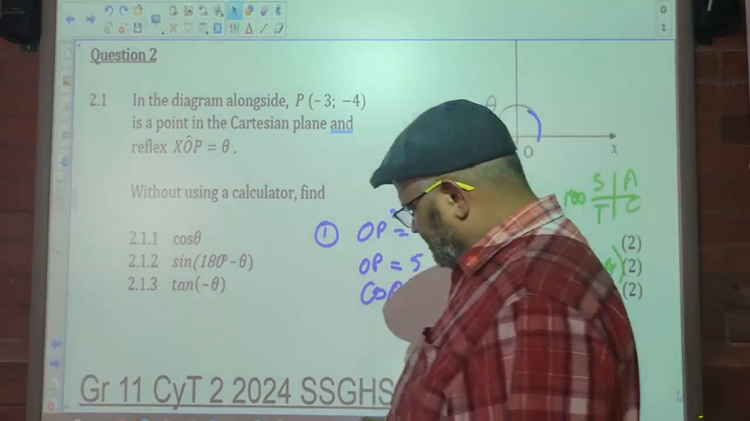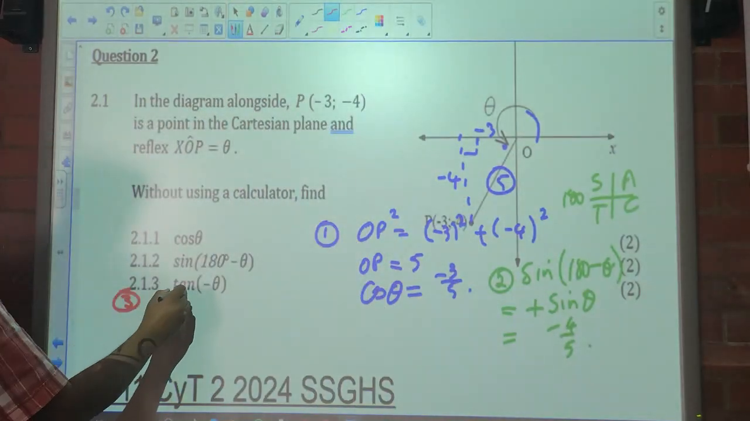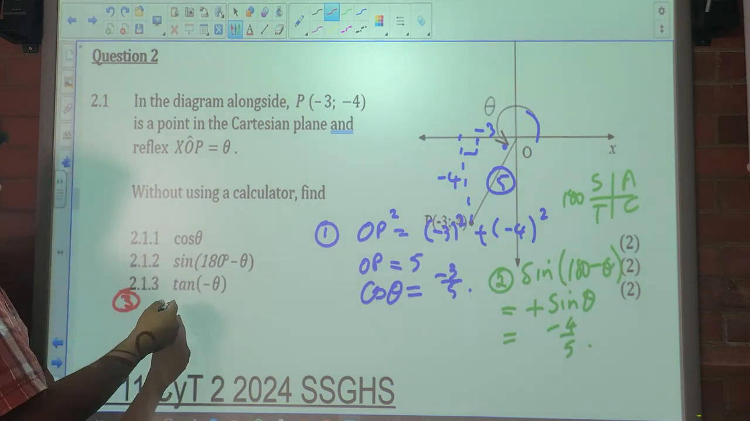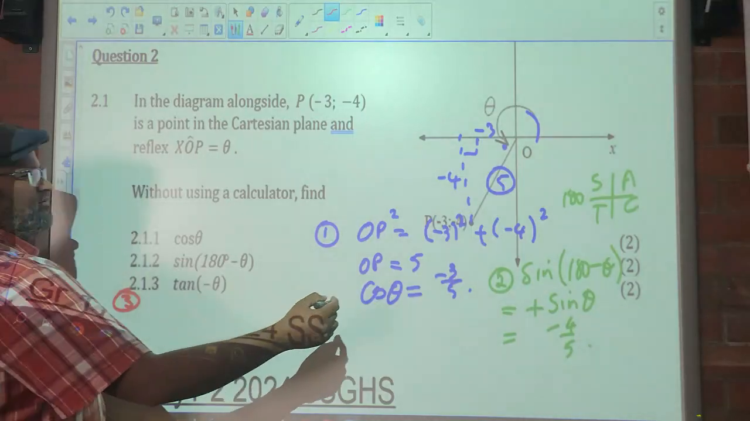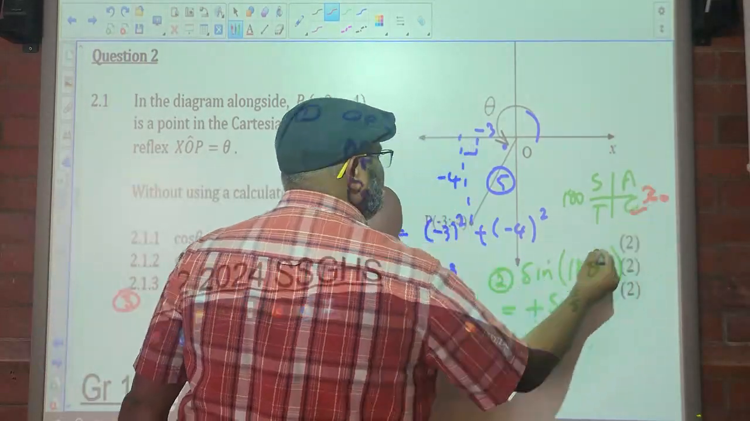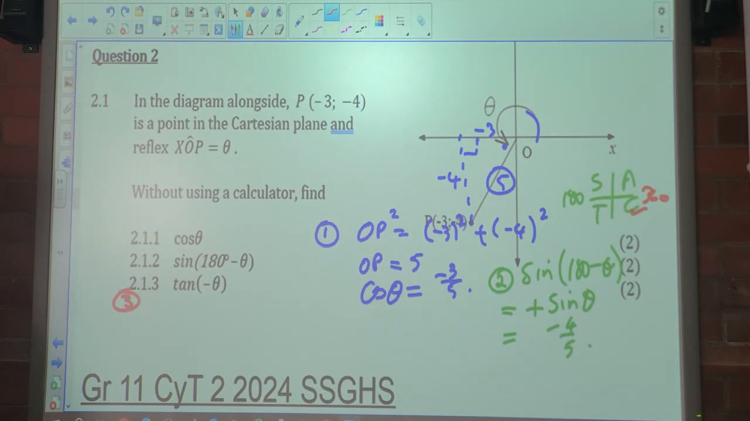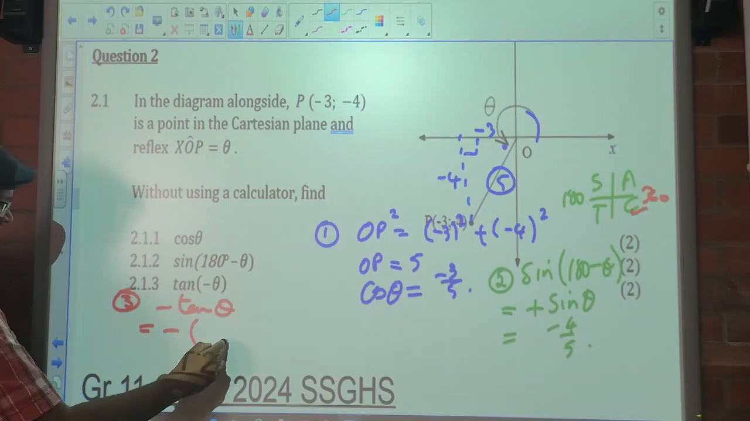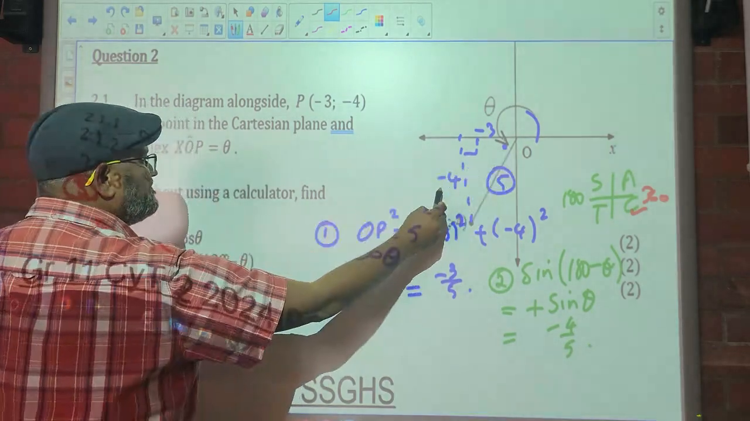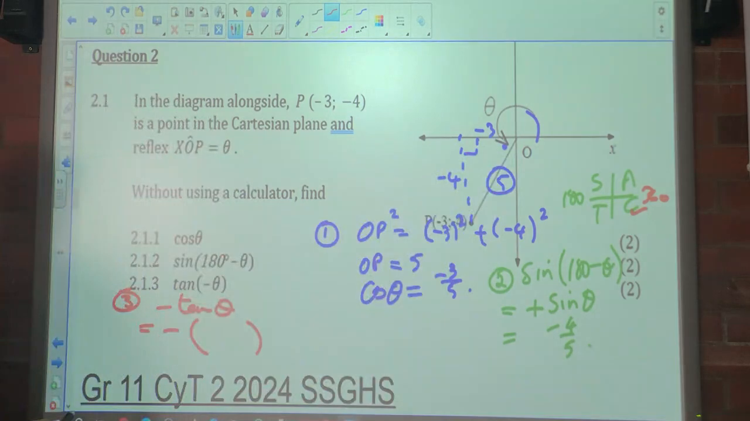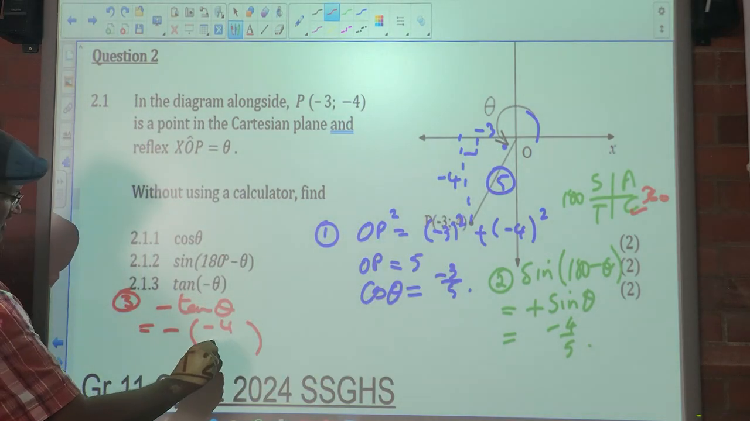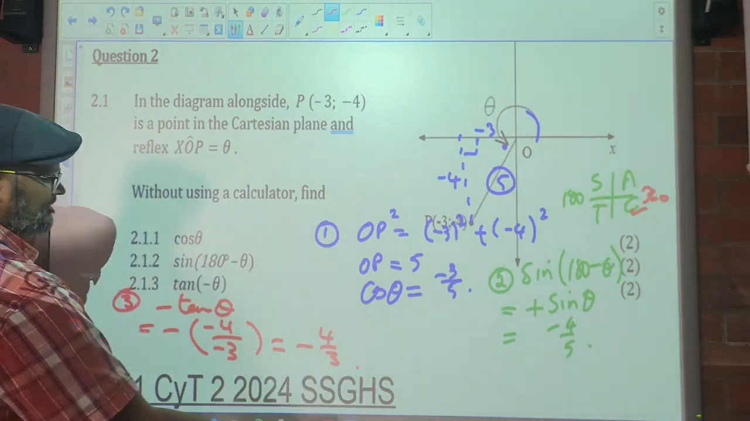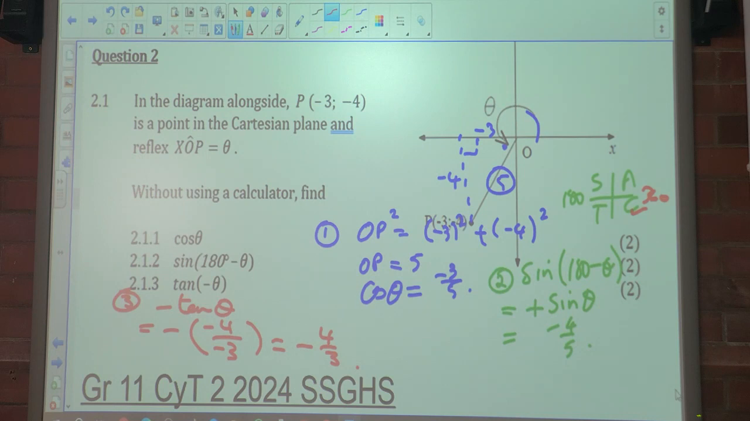Let's look at number 3. We have tan of a negative angle. So what do we do here? Add 360. In other words, it's tan of 360 minus theta. Which quadrant is 360 minus theta? The fourth quadrant. Is tan positive or negative? Negative tan theta. So it's negative. What does tan stand for? Opposite over adjacent. So it's negative 4 over negative 3, which is negative 4 over 3. That is how you do it.